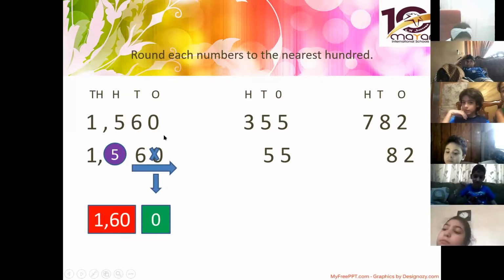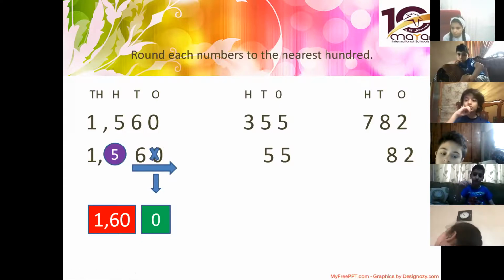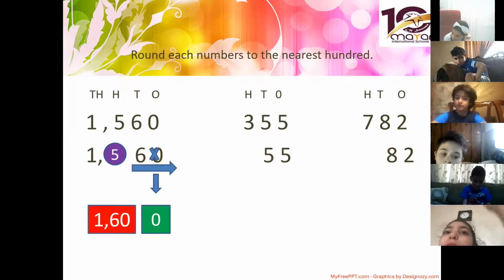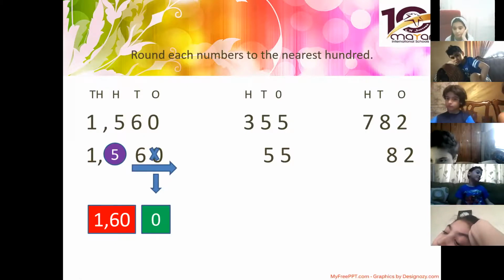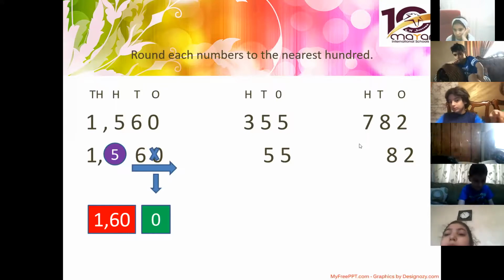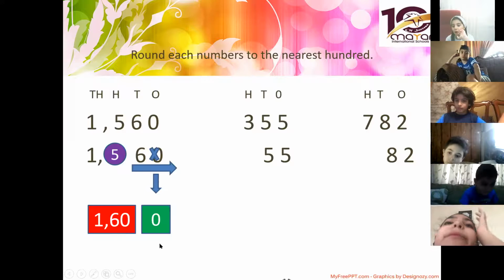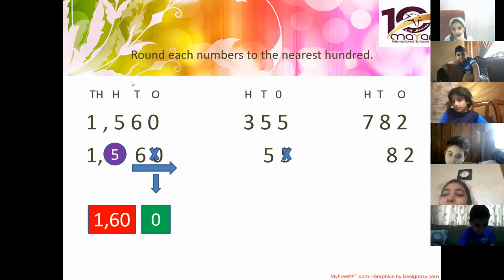560. So does it round to 600 or 500? The 6 stays 6, but the 0 goes to 0, it's still 0. Okay, thank you very much. So it rounds to 600. 1,600. What about this number?